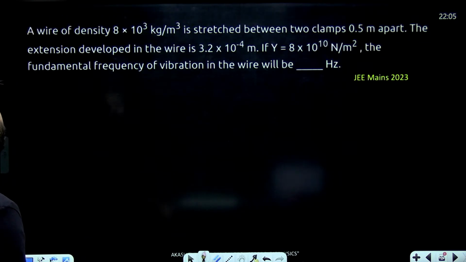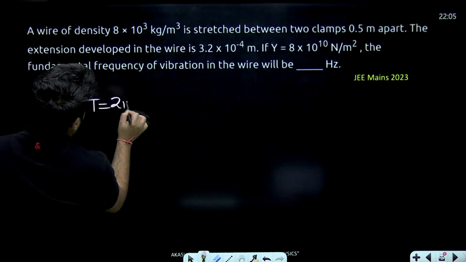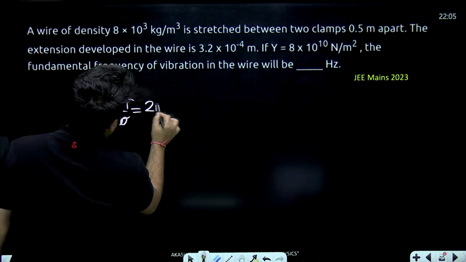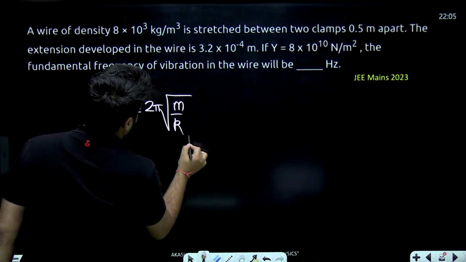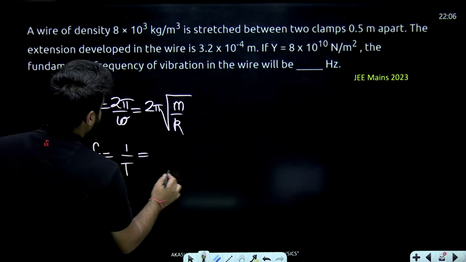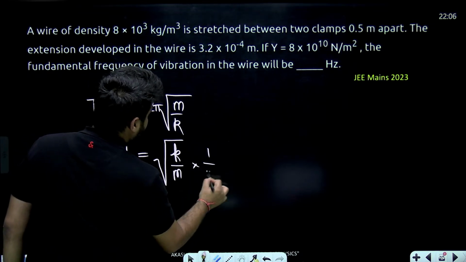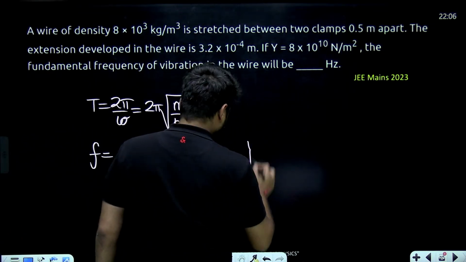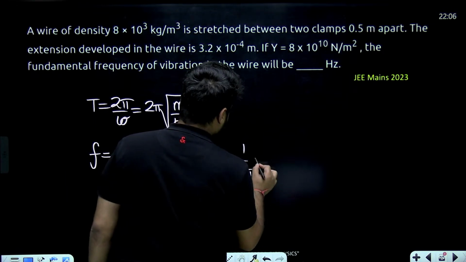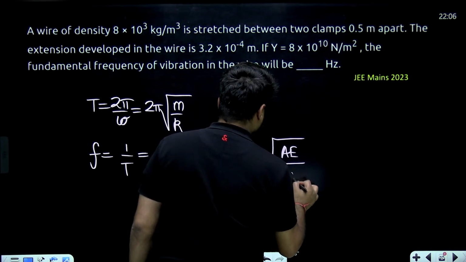I know mathematics good. Frequency problem, everything is given, you know what you need to do whenever the frequency problem is there. Okay, time period is 2 pi by omega, which in the case of spring is under root m by k, and they are asking for frequency in hertz. Frequency in hertz is 1 by T, so that is basically under root k by m multiplied with 1 by 2 pi. K value is how much? K is A by L into E.